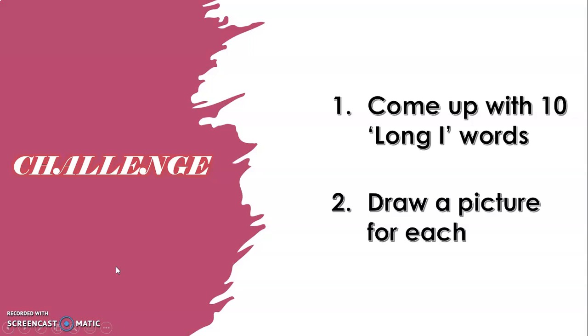And now we have our challenge. Just like you've done before, you're going to come up with 10 long I words. Again, IE and IGH are a little trickier in that there's no specific rules about whether you're going to use IE or IGH. So, if you have someone at home that can help you look over your words and make sure they're spelt right, that would be amazing. But you're going to try on your own coming up with those words using these spelling patterns, and then you are going to draw a picture for each of those words, one that'll help you remember how they're spelled.